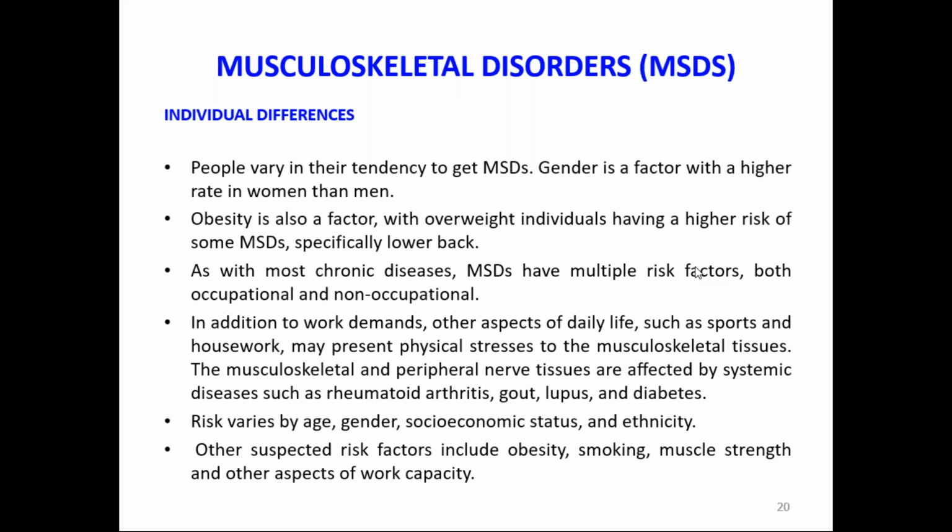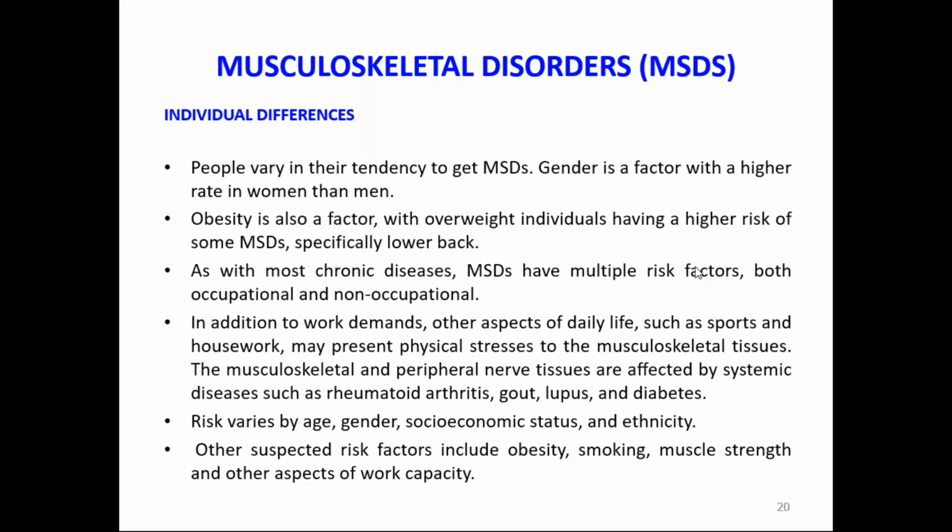Then obesity is also a factor, with overweight individuals having a higher risk of some MSDs, specifically lower back. If your obesity is more, obviously the body weight is more and it affects the lower back. So a person with high obesity or overweight is not going to handle lifting practices, repetition practices, or a specific task for many hours.